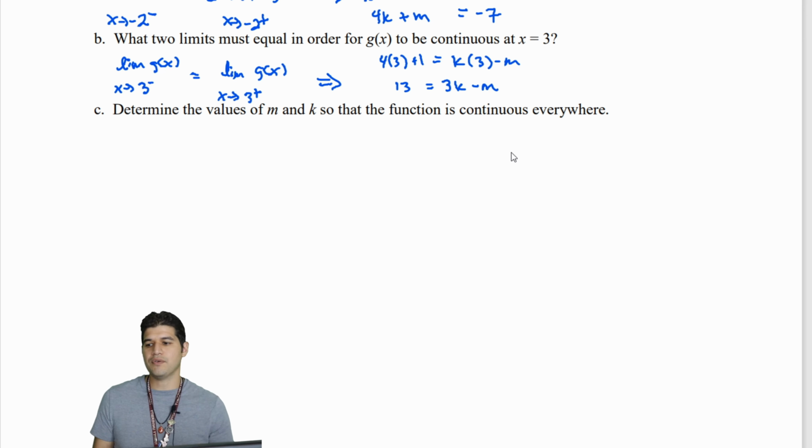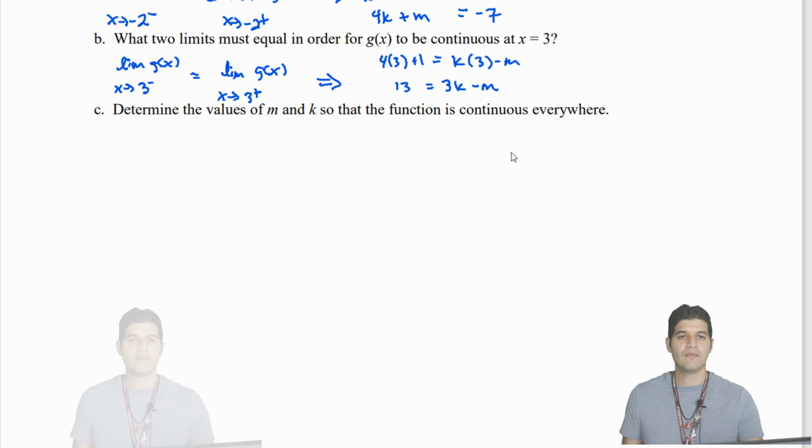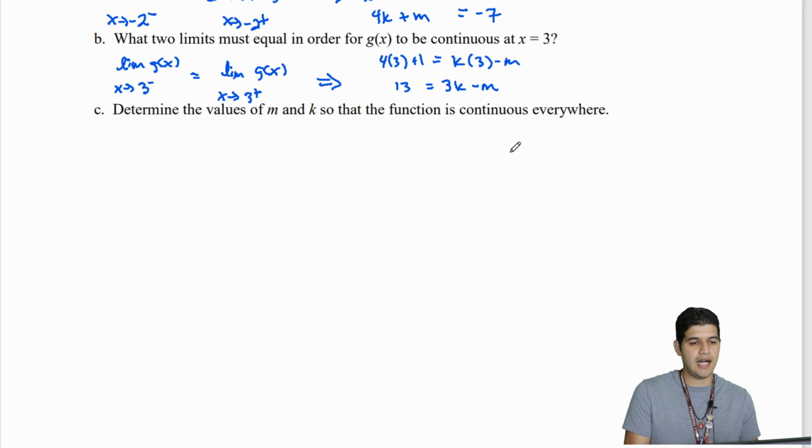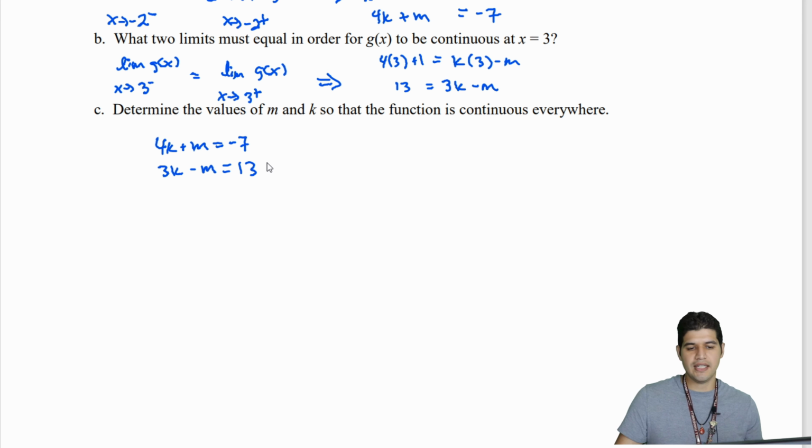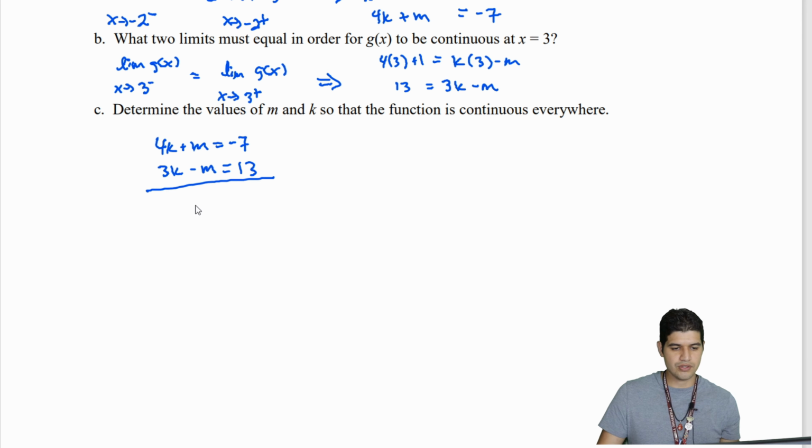All right, so now the same question, we're going to do the same thing that we did before, where we're going to end up using a system of equations to solve here. So let's write out our two equations. I have 4k plus m equals negative 7. And I have 3k minus m equals 13. I don't need to multiply by anything here because the m's already cancel out. So I end up with 7k equals negative 7 plus 13. 13 minus 7 gets me 6. So if I divide both sides by 7, I get k equal to 6 over 7.